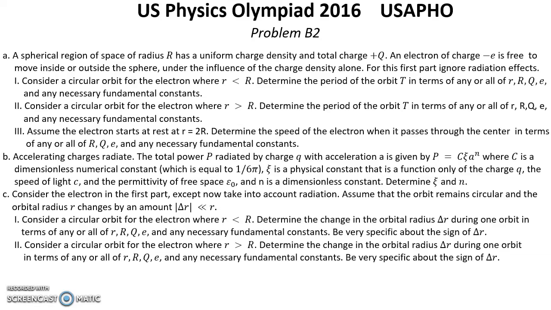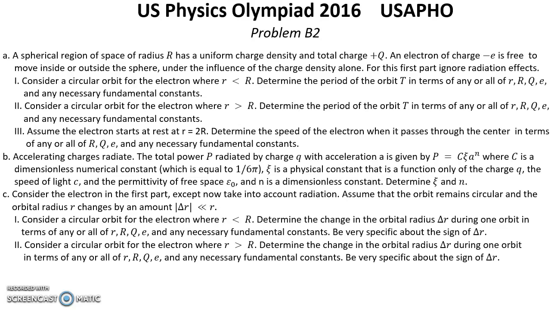Question 2. Consider a circular orbit for the electron where small r is greater than big R. Determine the period of the orbit T in terms of any or all of small r, big R, Q, e, and any necessary fundamental constants.